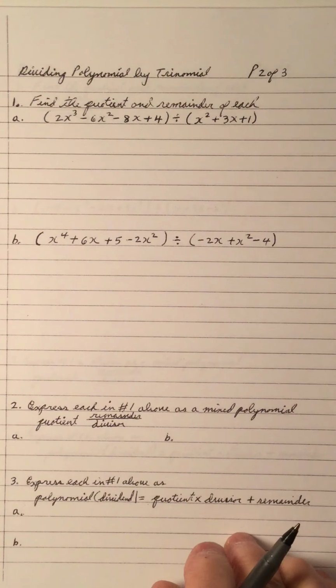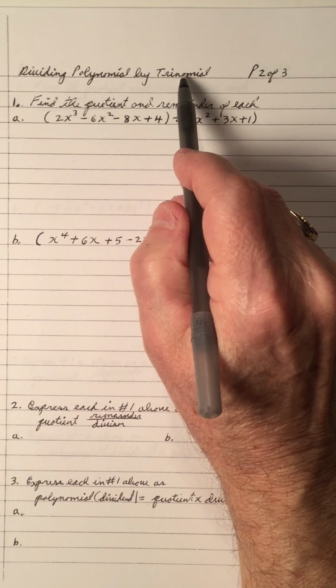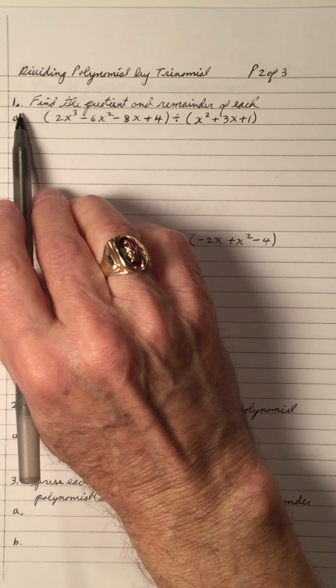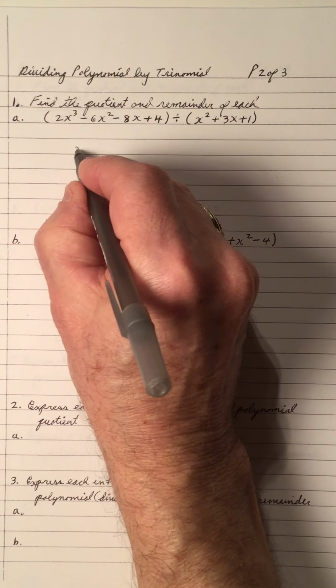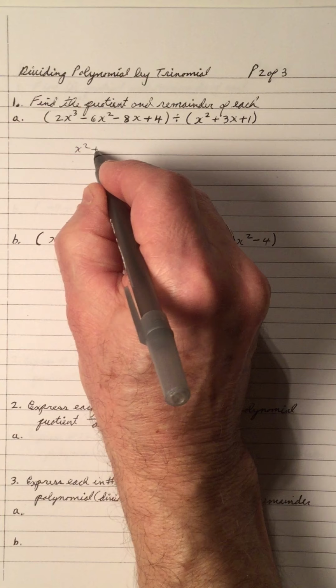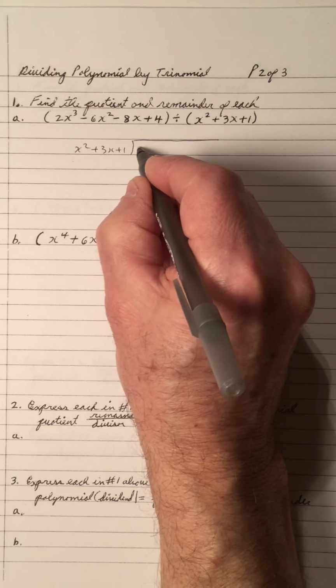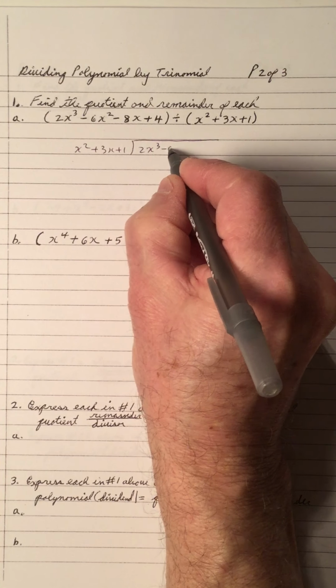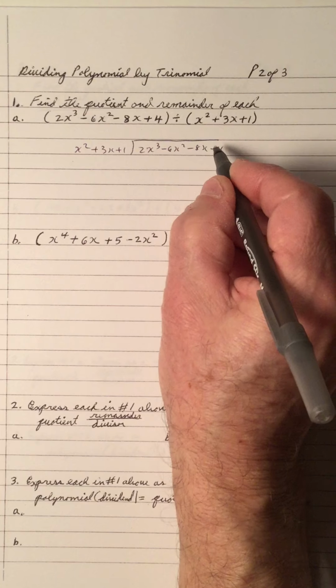Hi, welcome to my video on dividing a polynomial by a trinomial. Polynomial means many terms. Trinomial means 3 terms. So, number 1, find the quotient and remainder of each. Let's divide x squared plus 3x plus 1 into 2x cubed minus 6x squared minus 8x plus 4.